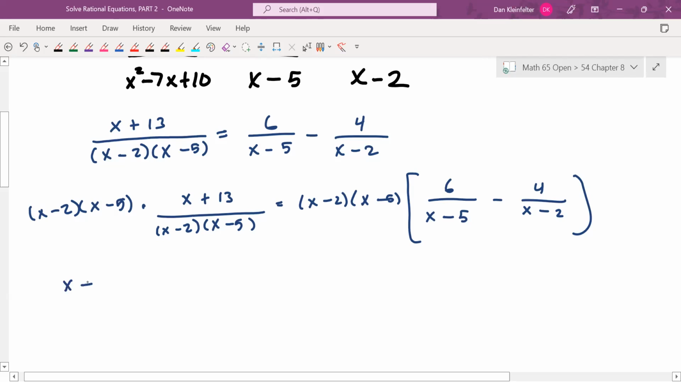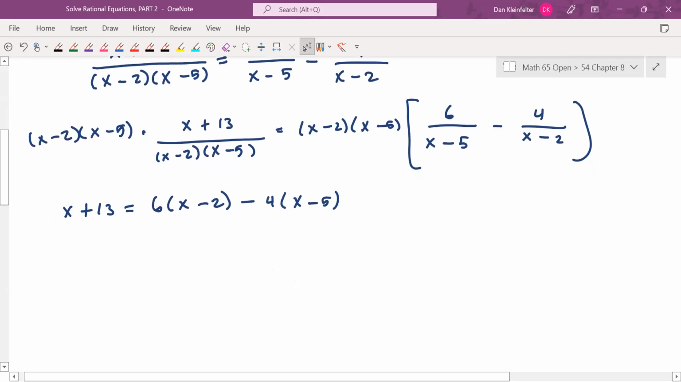Okay, on the left side now, we'll see that the x minus 2 and x minus 5 both divide out, leaving x plus 13. On the right side, when we distribute the x minus 2, x minus 5, the x minus 5s will cancel. We'll be left with 6x minus 2 minus, and then on the last term, the 4 over x minus 2s, the x minus 2s will cancel, leaving 4x minus 5. Okay, so we've successfully eliminated all of the fractions. Then as before, we will distribute to remove parentheses, and then combine like terms on the right side.